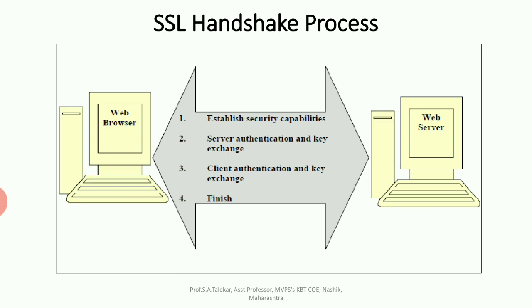We can see this is the SSL handshake process, the communication between the client web browser and the web server. In the handshake process, four steps take place. The first step is to establish the security capabilities. Step 2 is server authentication and key exchange. Step 3 is client authentication and key exchange, and the fourth is finish. These are the 4 steps in the SSL handshake process. Now each step we'll discuss in detail.